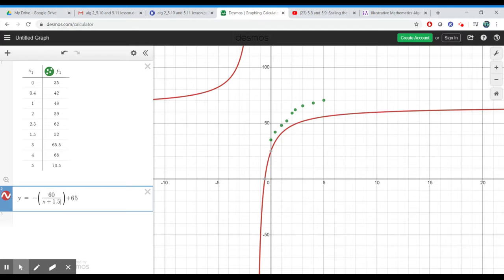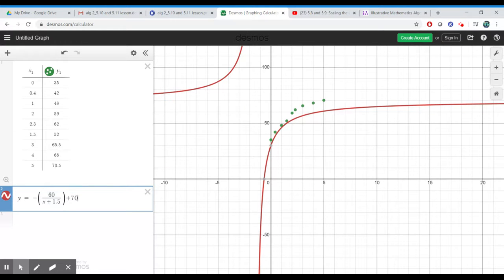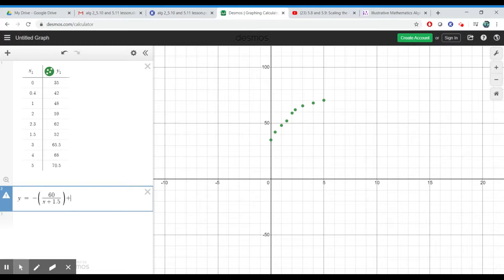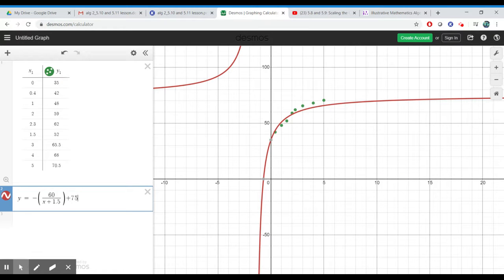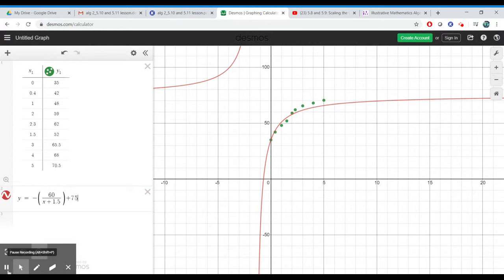Our y values are also a little bit too small. So instead of 65, I'm going to add a larger number to shift us up a little bit more. 70 is close. 75 looks about right.